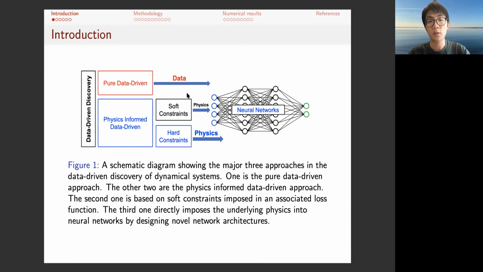One is to use the soft constraint, and another is to use the hard constraint. By soft constraint, I mean we place the physics as part of the loss function and do the back propagation from that modified loss function. And by hard constraint, I mean we directly encode the physics knowledge into the neural networks. And through the hard constraints, sometimes we can achieve better results because the physics principles are encoded in a more explicit and strict way.